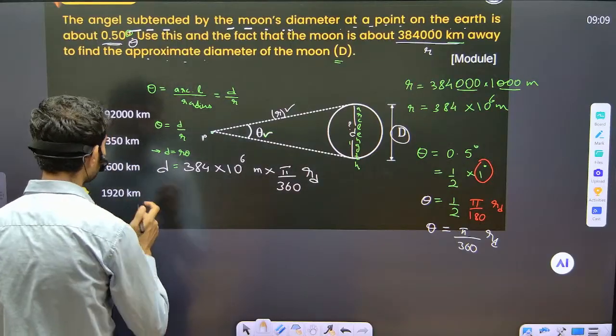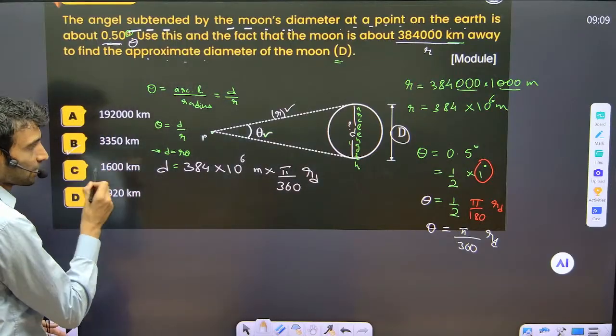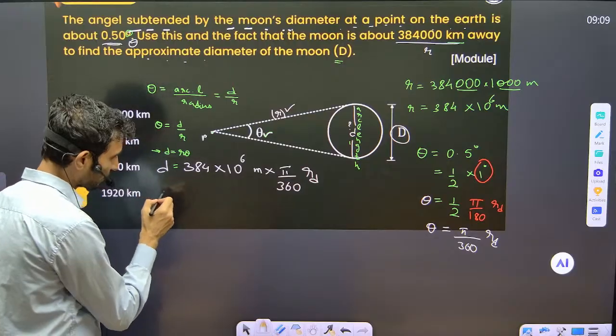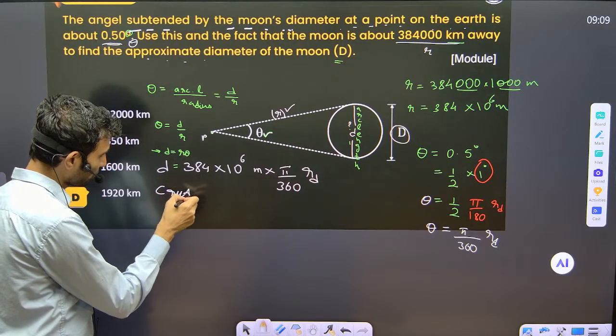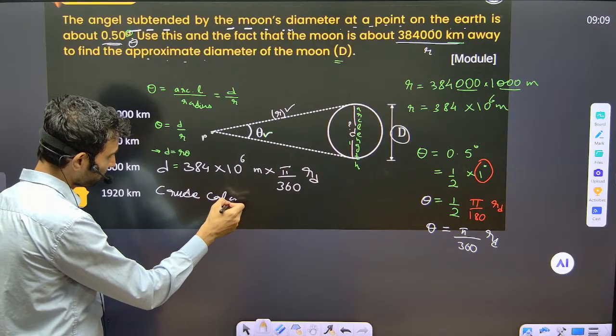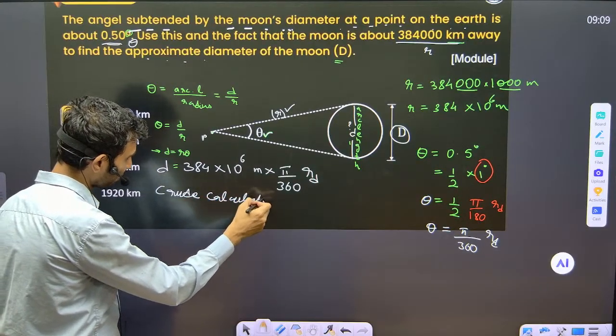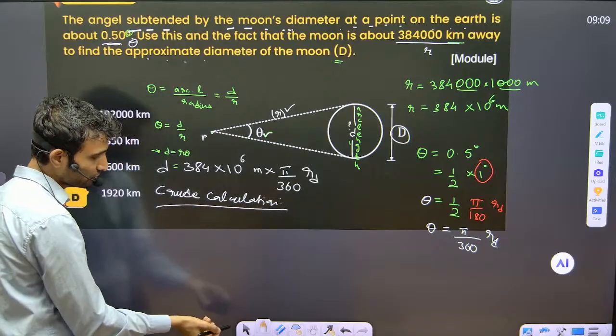So if you do the calculations, you will get the B option, right? And now I'll do the crude calculation. So I write down here crude calculation. Let me show you the crude calculation.